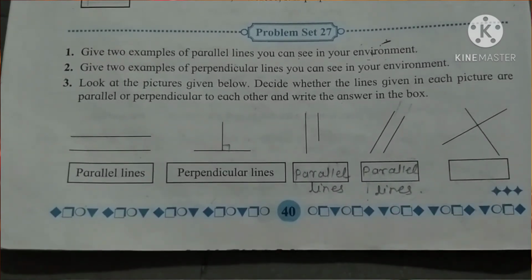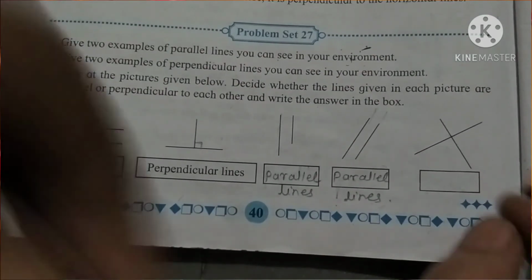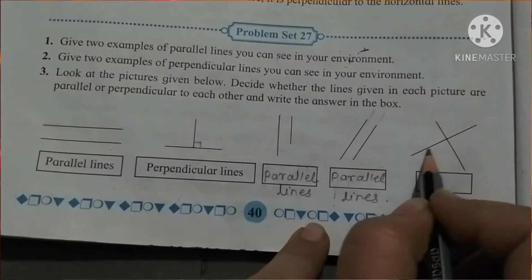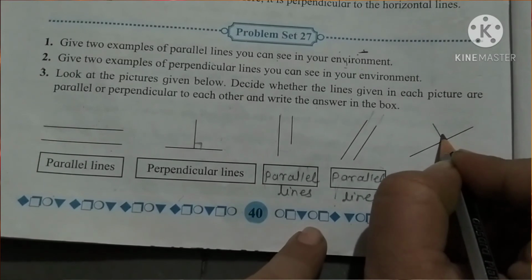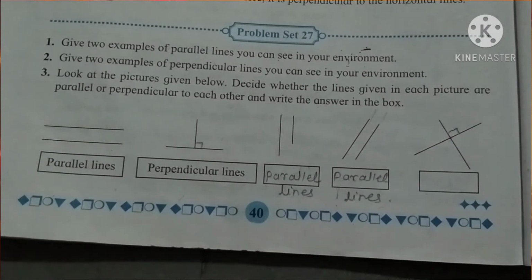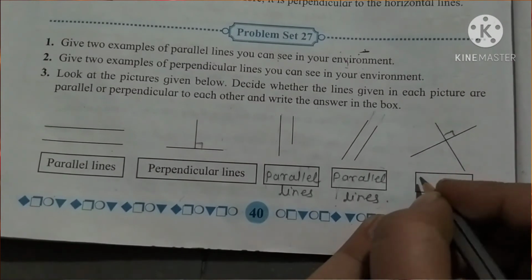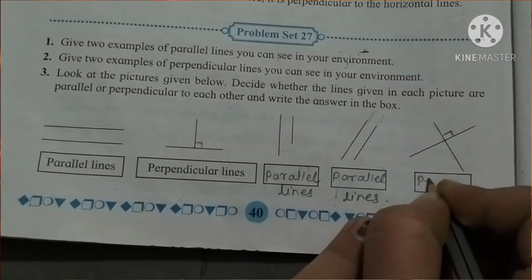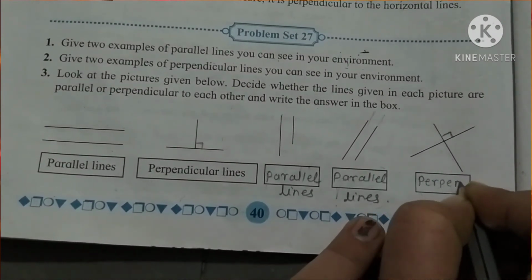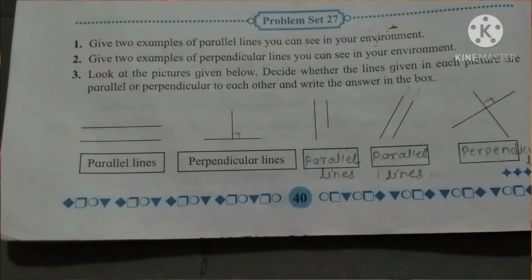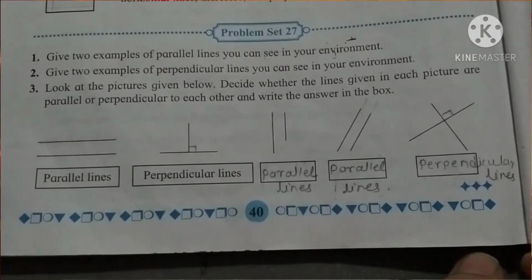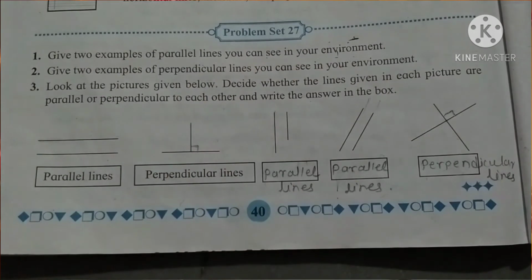Now here, these two lines, okay, if we see here, they intersect with each other, but how many degrees does the angle form? 90 degrees. So which type is it? Perpendicular lines. So here we conclude the problem set 27.